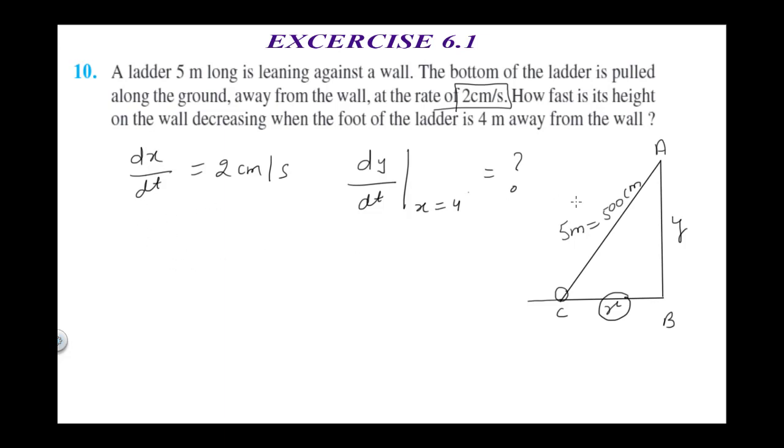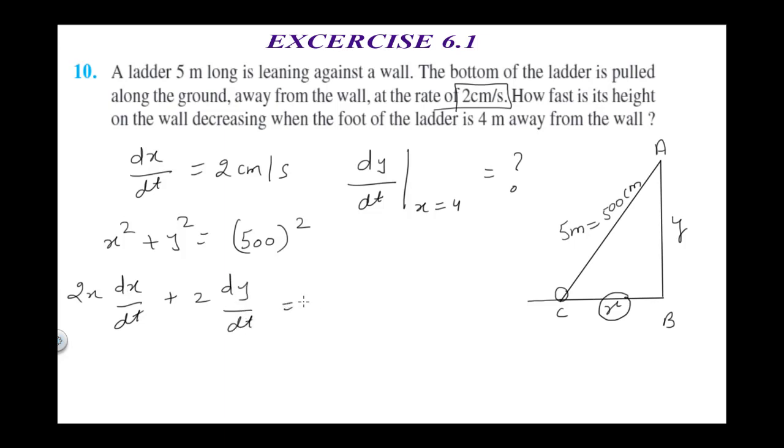Now when we solve it, according to Pythagoras theorem, we can write x square plus y square equals 5 square, or I say 500 square. Let us differentiate it. We get 2x dx by dt plus 2y dy by dt, and differentiation of this will be 0. Now from this only, we don't know the value of y. We know the value of x is 4. We know the value of this, right, which is 5.